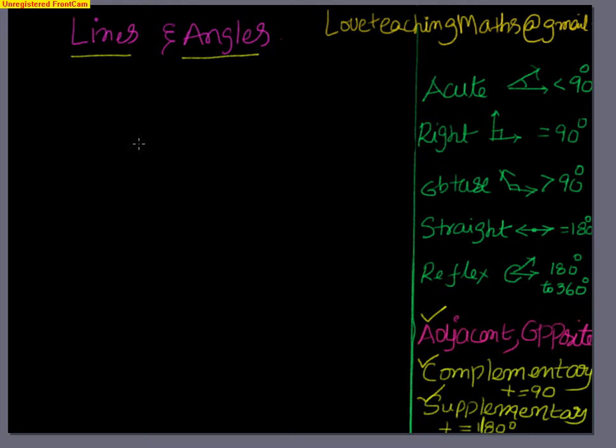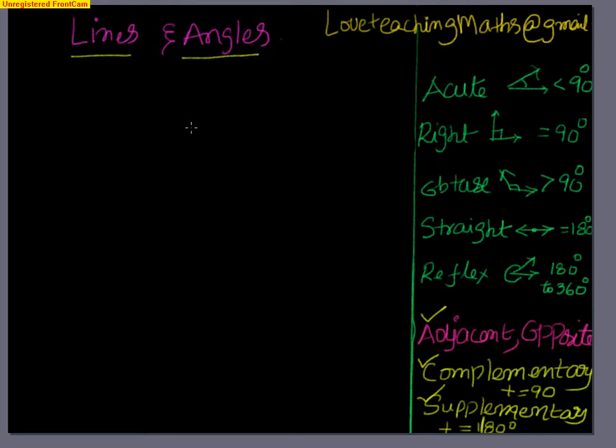We'll just go ahead with the angles, right? So what we'll be covering in this session is what is an angle, how the angle is denoted, what are the different types of angles, and also we will try to find out what is the relationship when two lines are intersecting with each other.